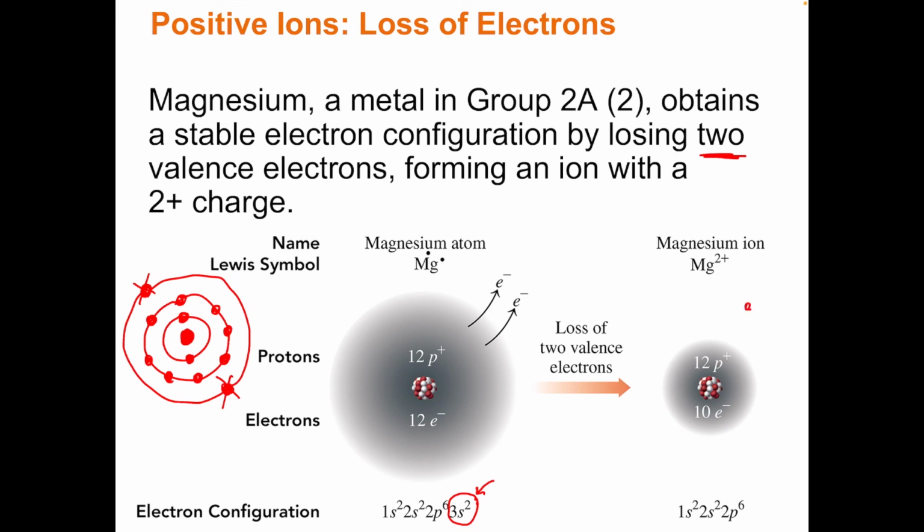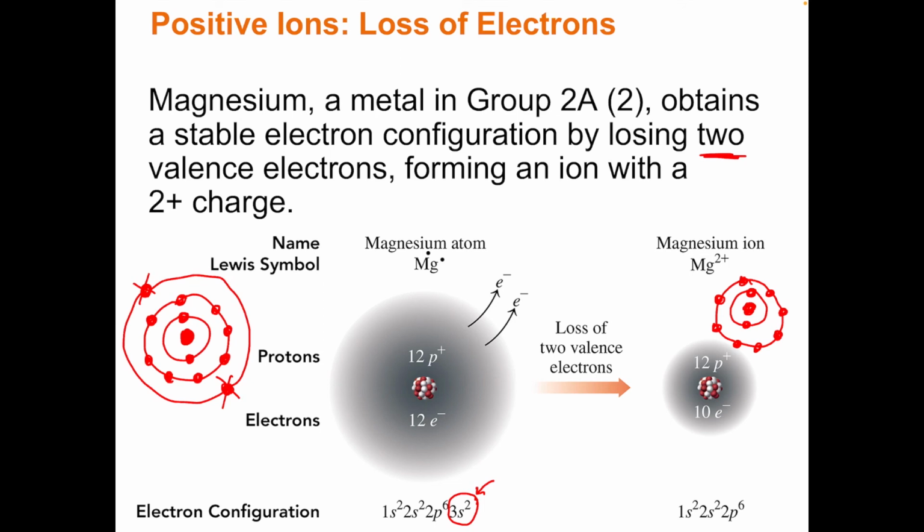So when it does that, it will have its nucleus, right? And now it will only have 2 energy levels because it's lost all of the electrons in the third energy level. So we have 2 electrons in the 1s, 2 electrons in the 2s, and 6 electrons in the 2p, which will give us 8 valence electrons. So magnesium will lose 2 because it's in group 2A.